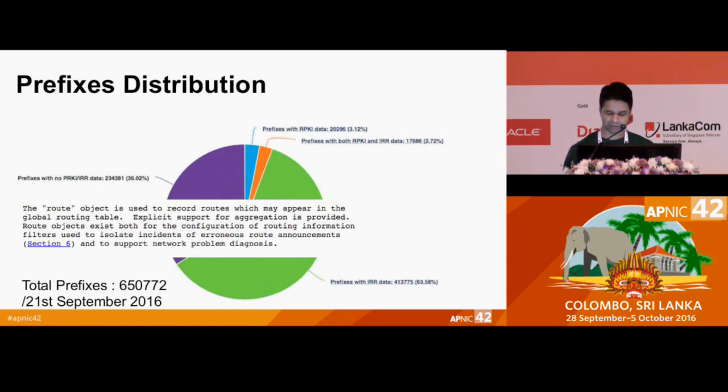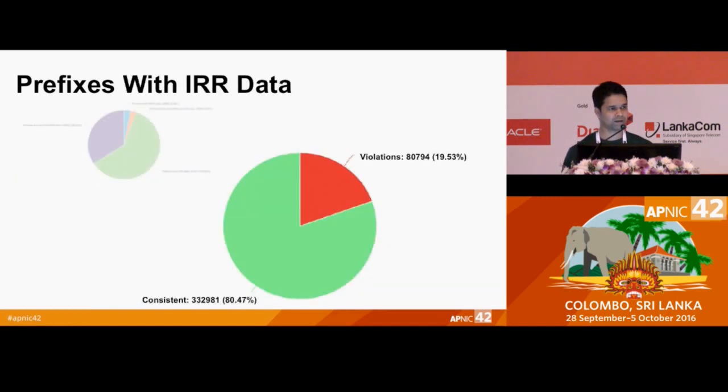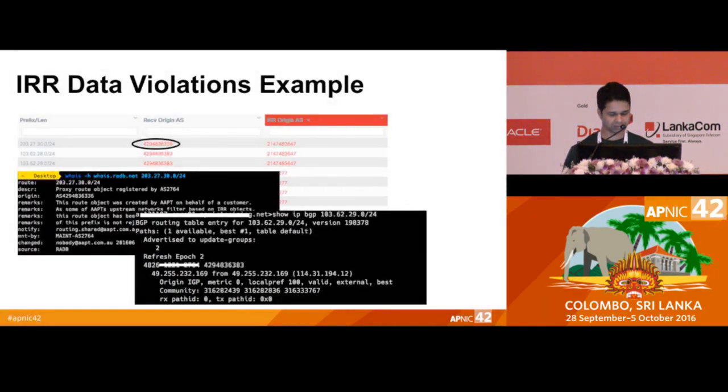And we have 63% of data that has a route object, but among them, roughly 20% are violations. What it means is that it doesn't match the actual information. So you create a route object, but you are announcing with some other prefixes.